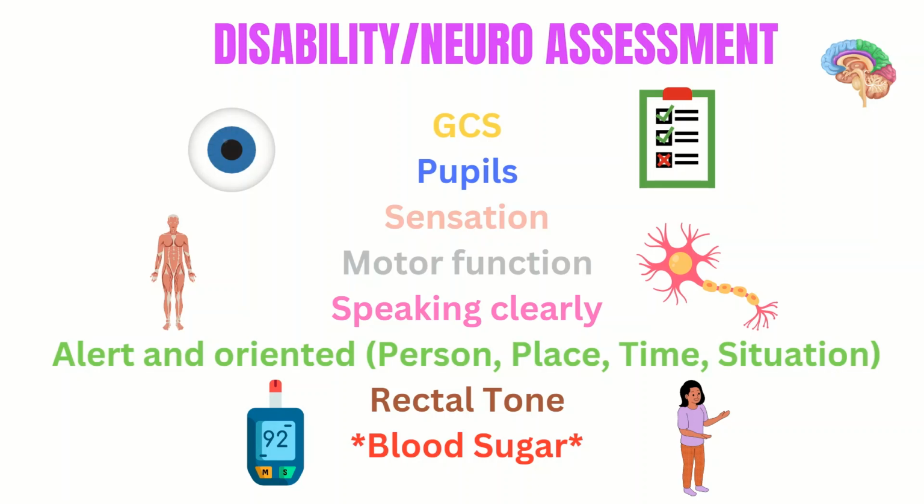Now, let's talk about disability or neuro. In regards to the assessment, the gold standard is the GCS score. Essentially, it provides a standardized way of determining how alert a patient is, whether they're fully alert or comatose, in a numerical form. We talk about GCS scoring in another video. However, the main point is that if a patient has a GCS less than 8, you need to start considering possible intubation.